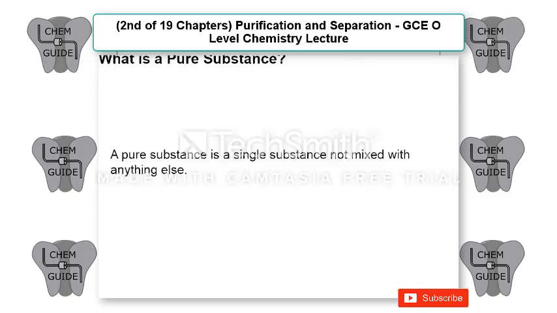So let's start. What is a pure substance? It's quite straightforward. It's basically a single substance not mixed with anything else. So for example, if I tell you pure gold, it's basically gold by itself. If I say, let's say, Ribena, Ribena is basically water with the Ribena syrup, so this is not pure anymore because it is a mixture.